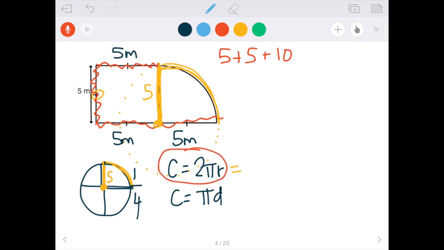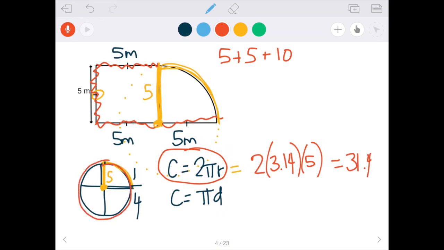So I'm going to use the 2 pi r formula. 2 pi radius of 5. That gives me 31.4. But that would be, again, the distance all the way around. I don't want to go all the way around. I only want to go 1/4 of the way around. So I'm going to divide that by 4. And I get 7.85. That goes right here.